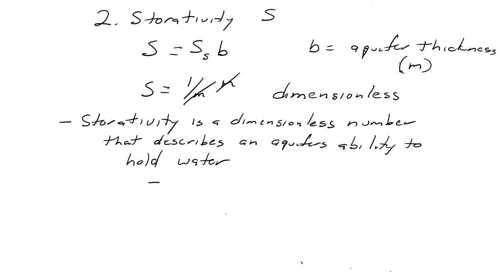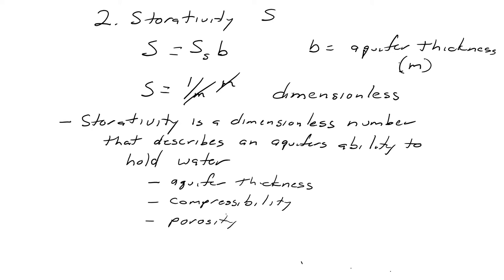So basically, these two equations taken in tandem give you the aquifer thickness: thicker aquifer, more water. Compressibility of both the water and the rock: the more compressible or flexible it is, the more water you can squeeze into it. The porosity: the more pore space you have, the more water you can squeeze into it. Okay, so you can just think of these equations, they work in tandem, and they are an estimate of how much water an aquifer can hold.